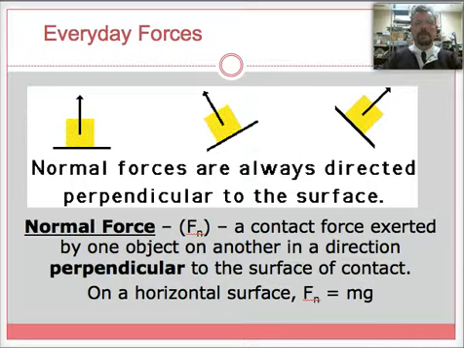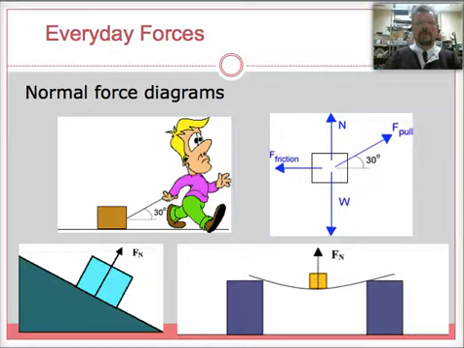Normal forces are always directly perpendicular to the surface. A contact force that is exerted by one object on another in a direction perpendicular to the surface of the contact. On the horizontal surface, normal force is equal to mass times gravity. And you can see a number of examples of normal force diagrams. The first one, where the person is dragging along the box, is to the right. On the inclined plane, you can see it's perpendicular to the plane, and on the bending surface, it is straight up and down.